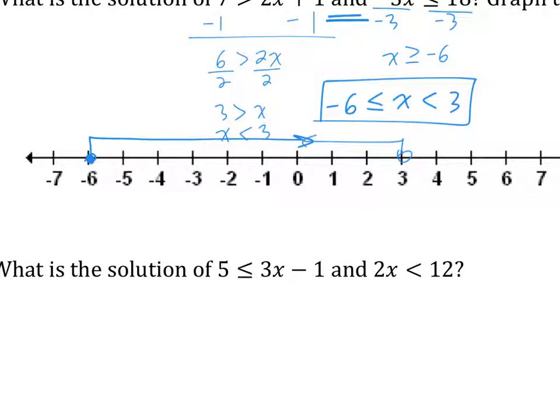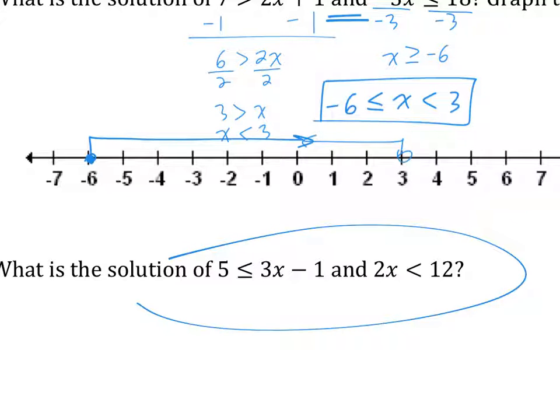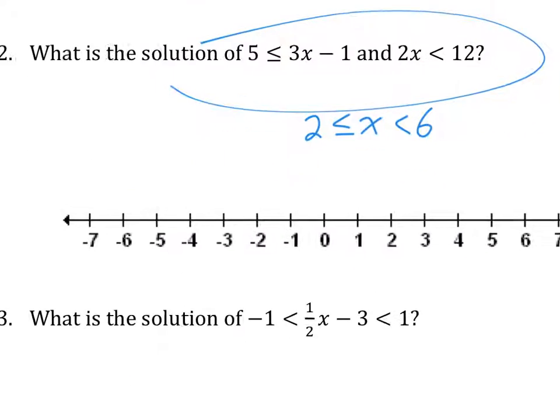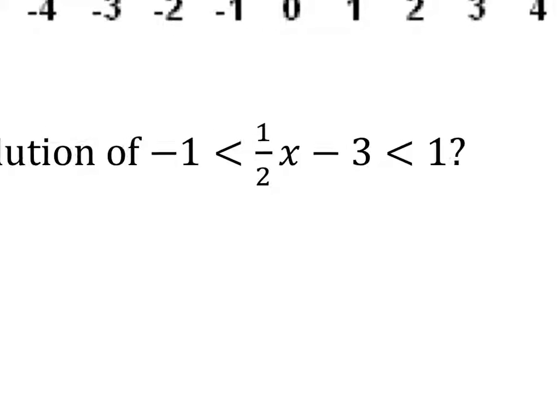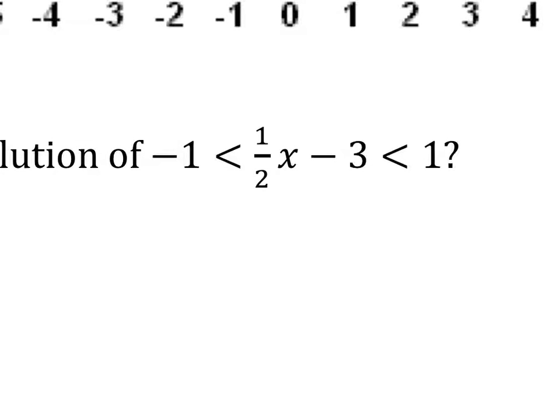Okay, let's try this one on your own. Number 2. 2 less than or equal to x less than 6. Now, let's look at this question. When the question is written for you in terms of compound inequality already, I want you to learn to solve this all together in one.